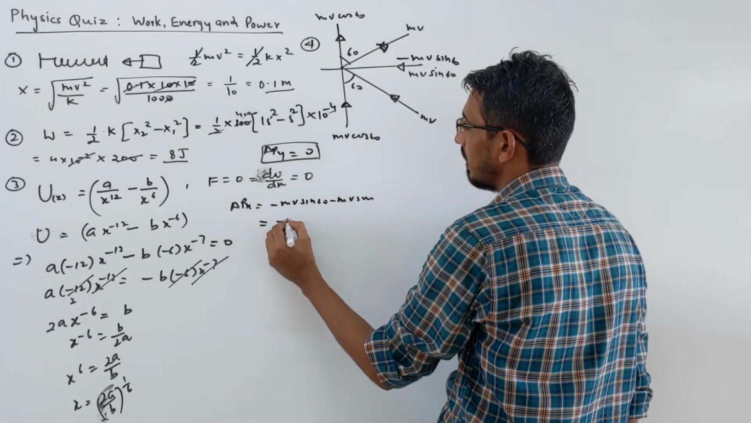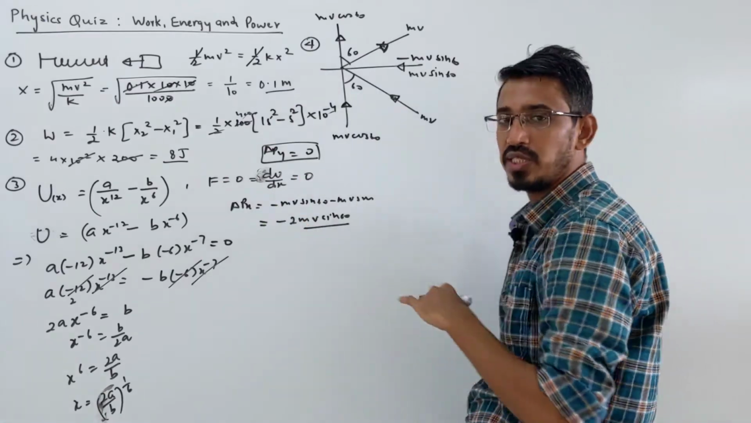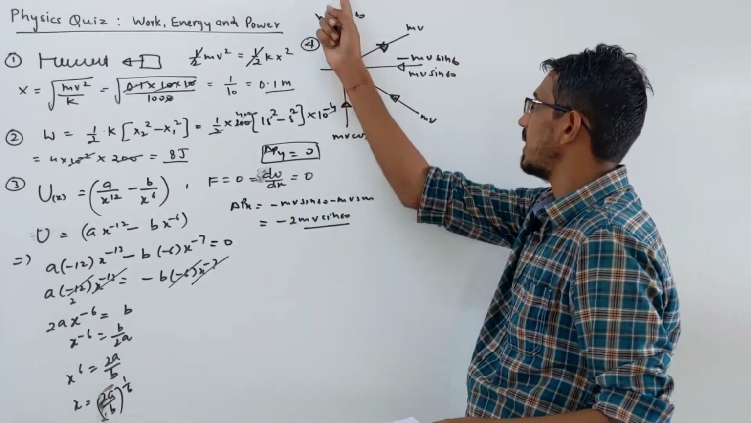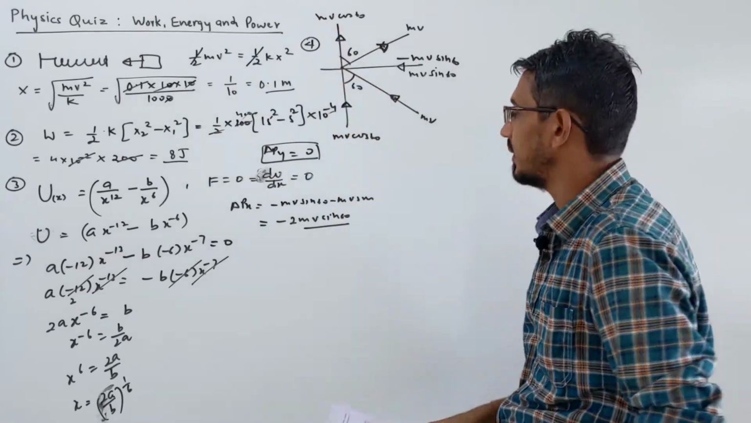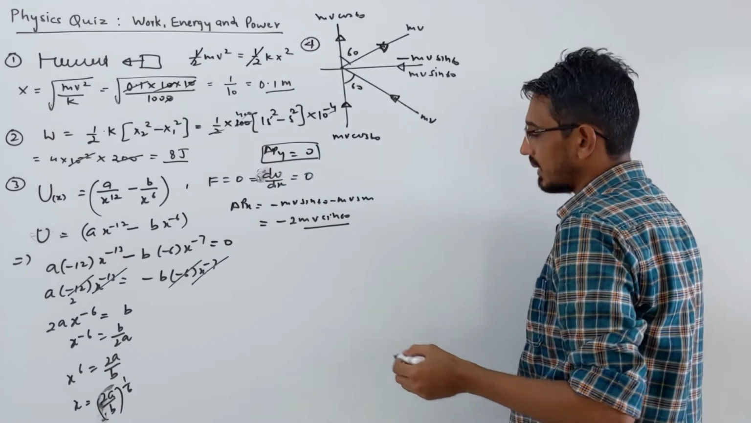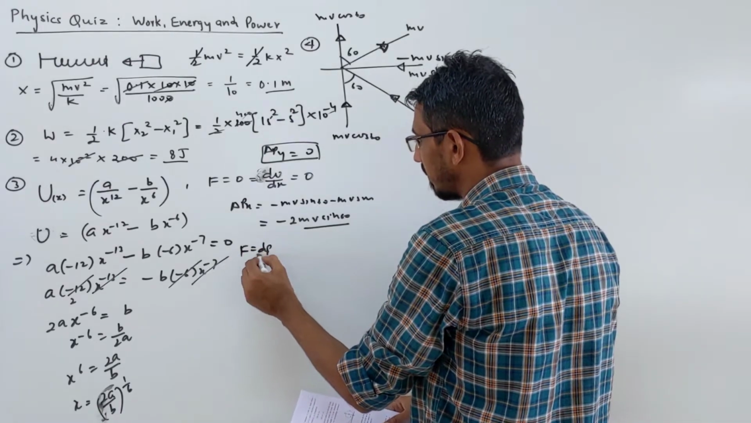So this becomes simply minus 2 mv sin 60, right? When the direction changes, the change in momentum becomes simply double the initial momentum, but the direction is the same, so they get cancelled. These things I have done many times in Newton's laws. So what they are asking is, what is the force applied? Force is simply the rate of change of momentum, dp by dt.